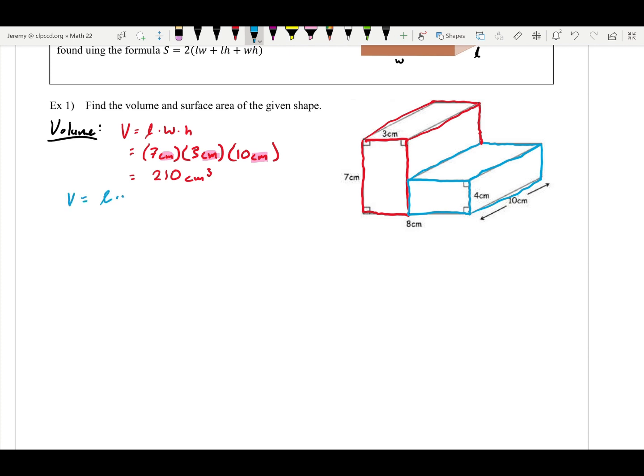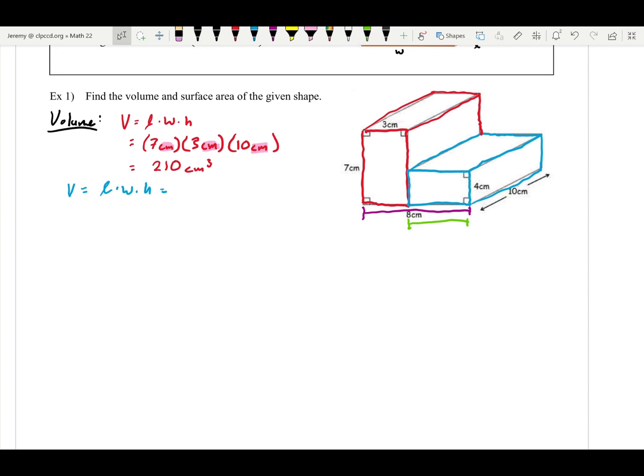Again, length times width times height. For the blue box, what do we have? We have to be careful here because the 8 centimeters really gives us this whole distance right here, right? So if I'm trying to find the width of just the blue box, just this width from here to here, I'm going to have to do a little subtraction. So how could I find this? Maybe I'll call this the width, W.